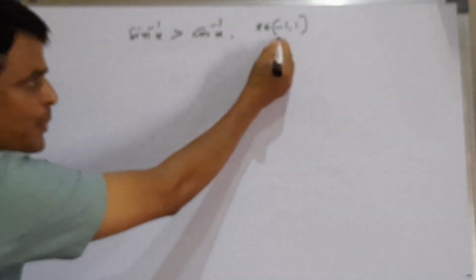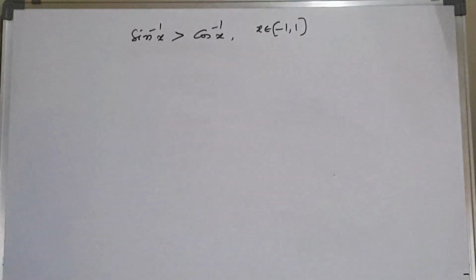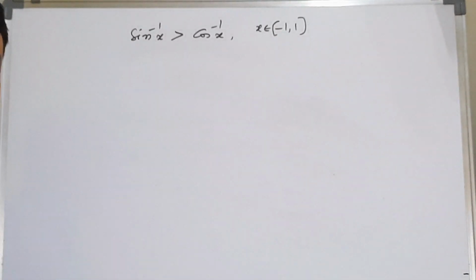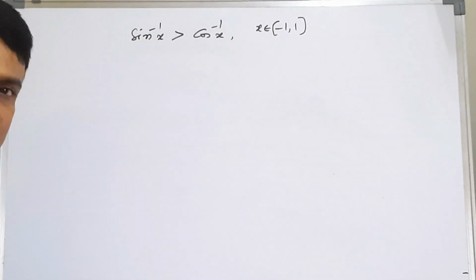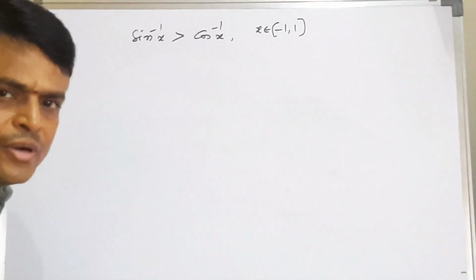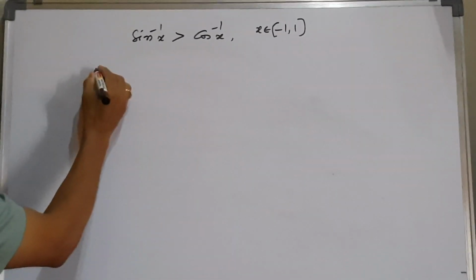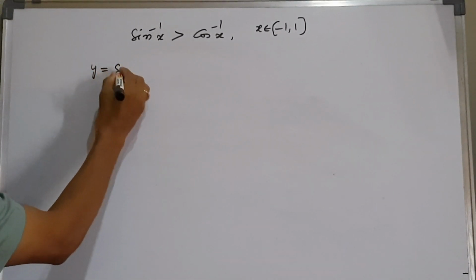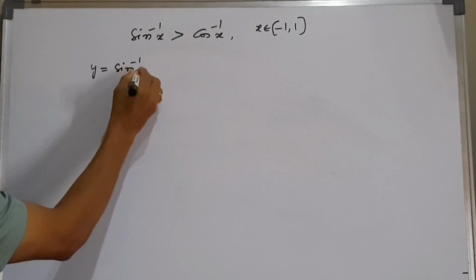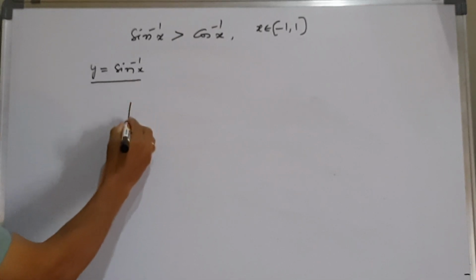Domain means the values of x for which the function is defined. Range means the function values for that given domain. For every function we need to calculate the domain and the range, and whether it is increasing or decreasing. If we know these, we are able to draw the graph for that particular function. So firstly I want to show the graph of sin inverse x. How is the graph of sin inverse x?